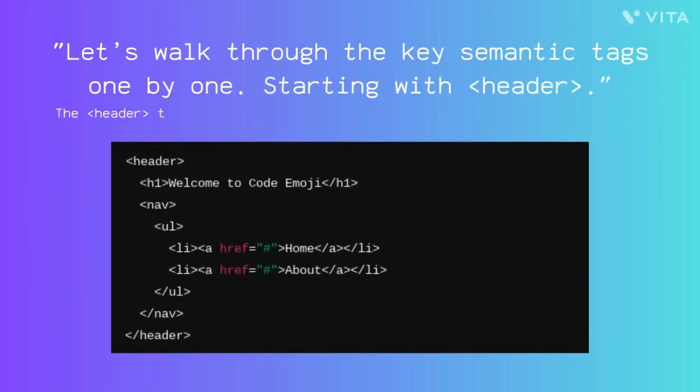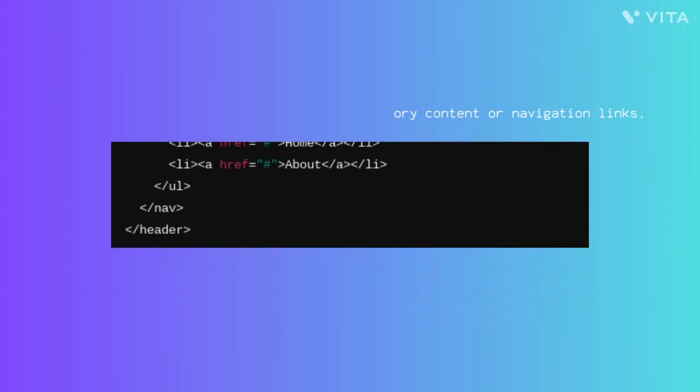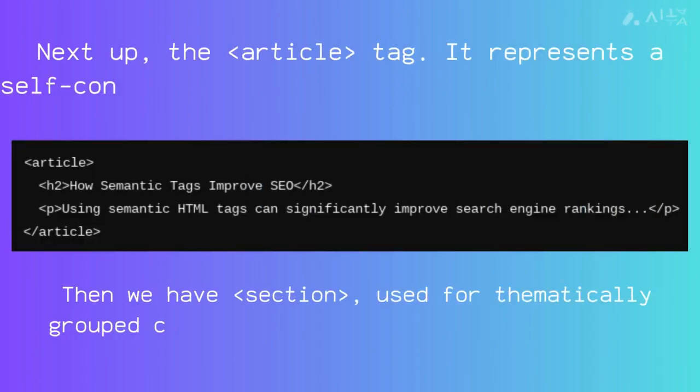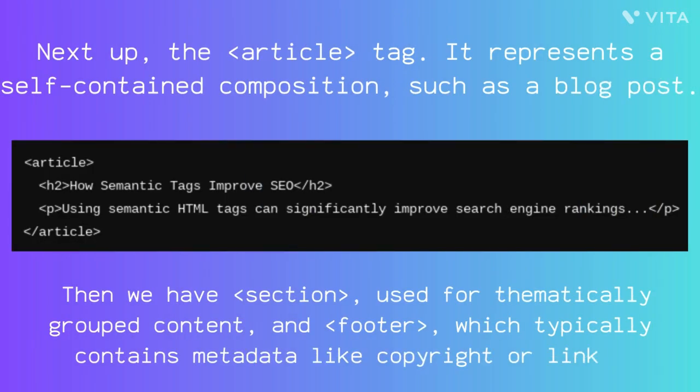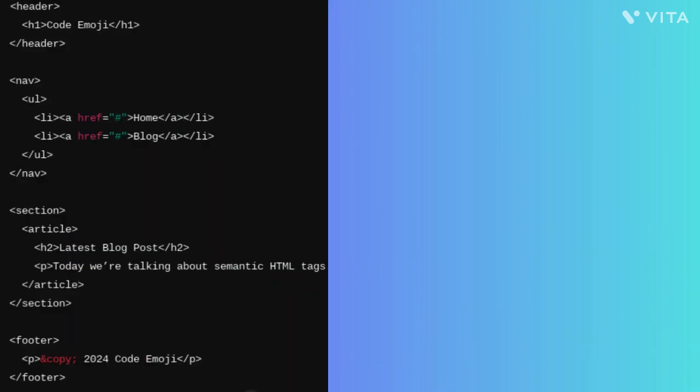Let's walk through the key semantic tags one by one. Starting with header. The header tag is used to group introductory content or navigation links. Next up, the article tag. It represents a self-contained composition, such as a blog post. Then we have section, used for thematically grouped content, and footer, which typically contains metadata like copyright or links.